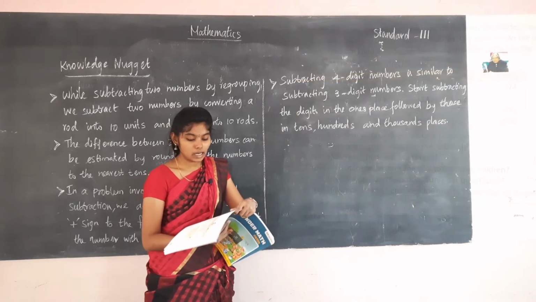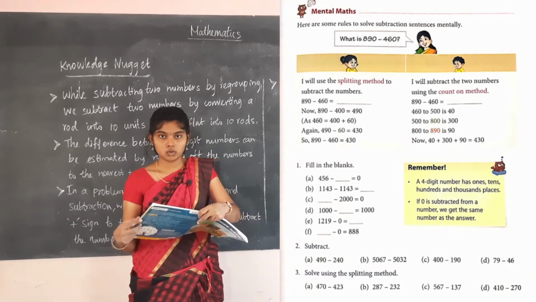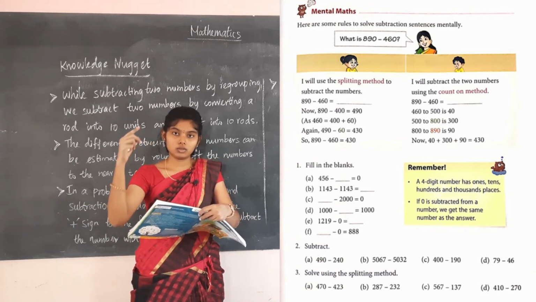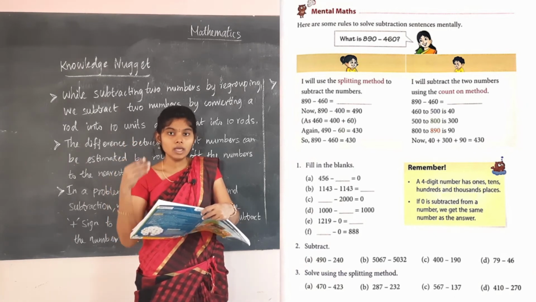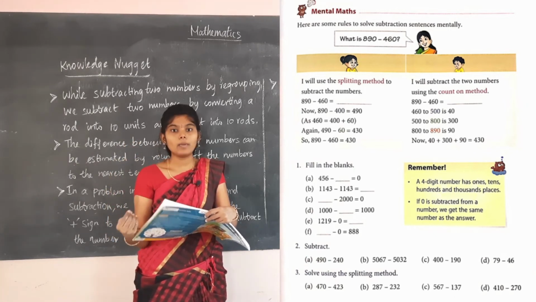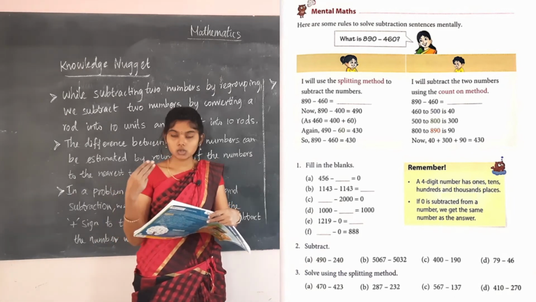And then mental maths. Here there is mental maths, which is the easiest way you are going to do. As you have been doing for 1-digit, 2-digit and 3-digit numbers, here there are 4-digit numbers for subtraction. Here the 4-digit numbers and also 3-digit numbers are given for you.